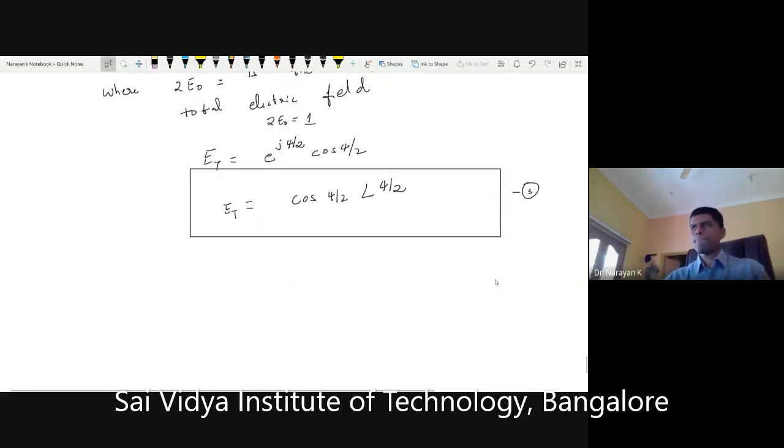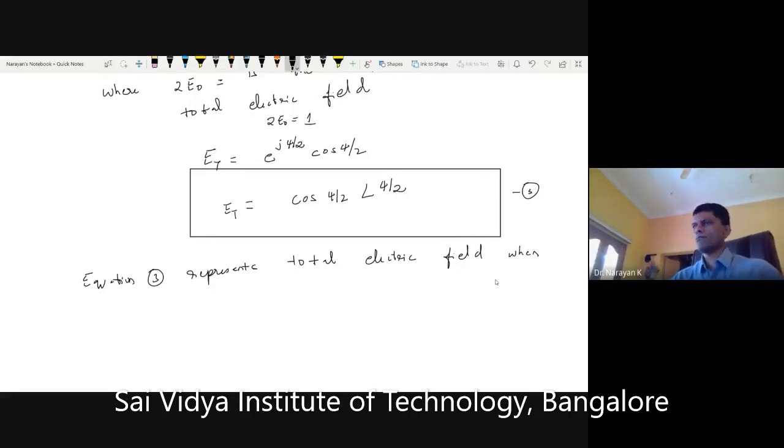So your equation 3 represents the total electric field when the reference point is taken at the array point 1 itself. Array point A1 itself.